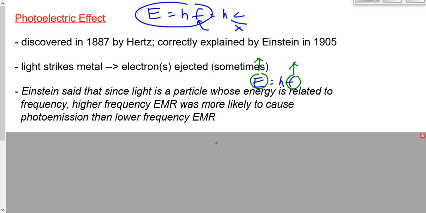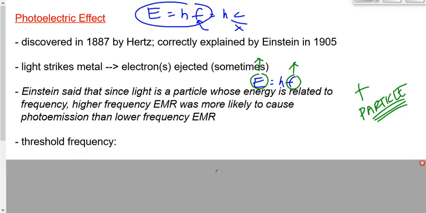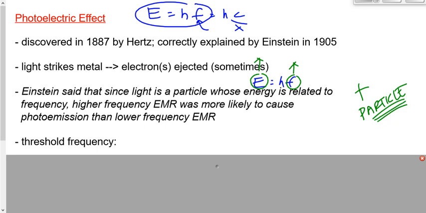Remember, we've still got the wave nature of EMR, but we've now also got the particle nature of EMR, as proven by Einstein's correct explanation of the observations that were made of the photoelectric effect. Let's define a couple terms.